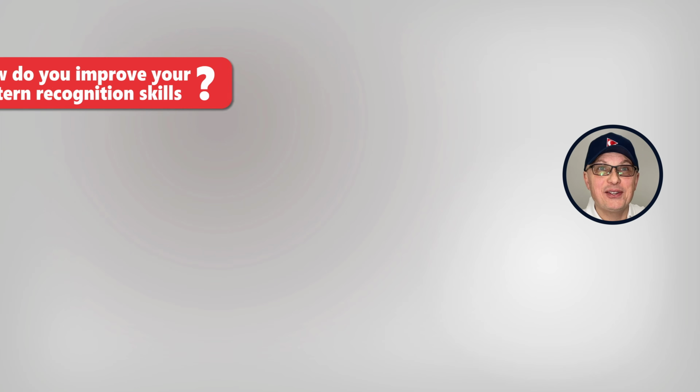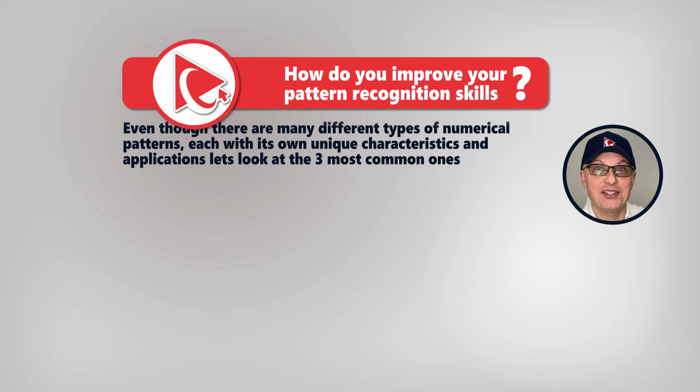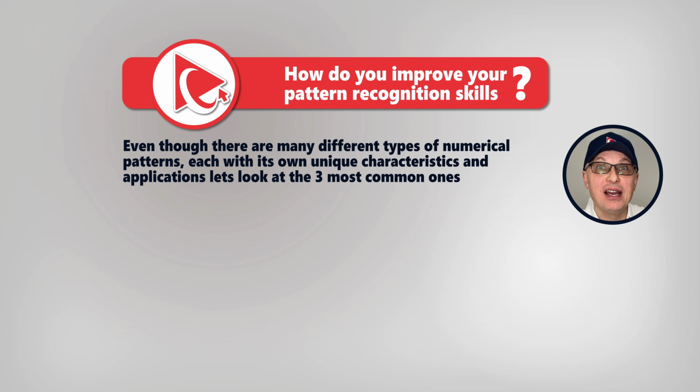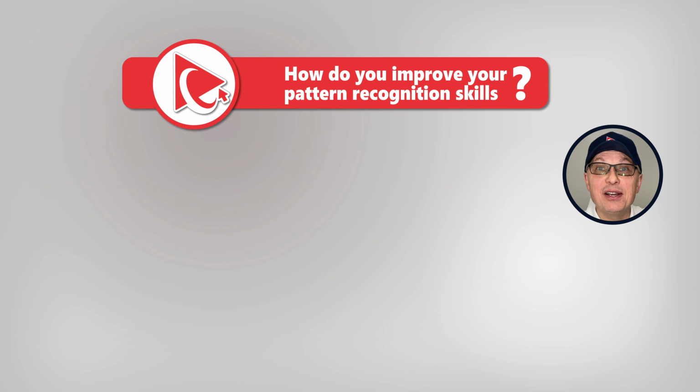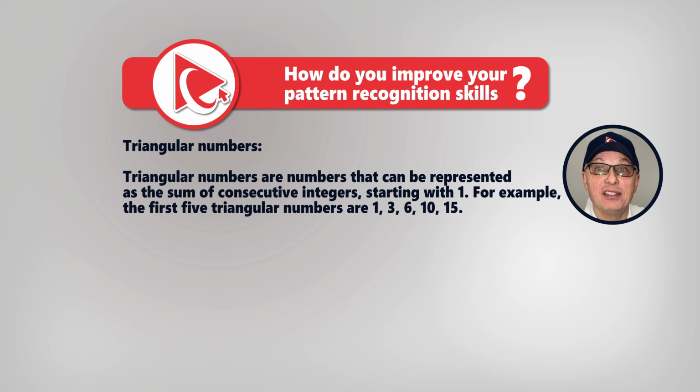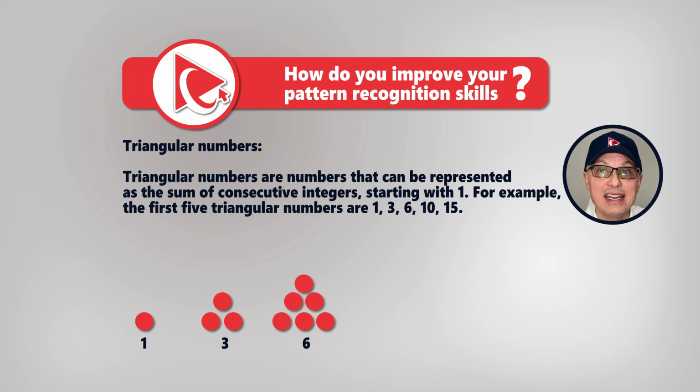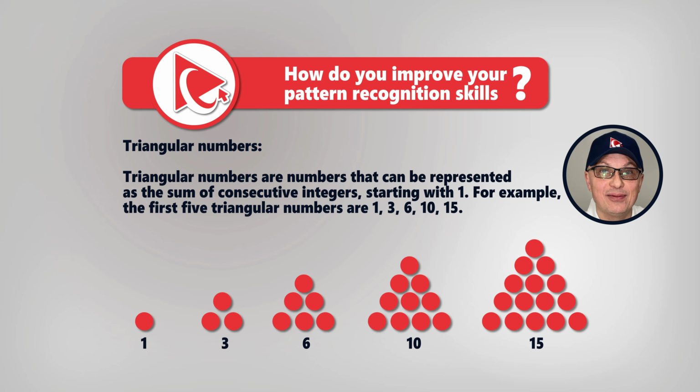I get a lot of questions on how to improve your pattern recognition skills. Let me share with you three common patterns we frequently see on the test. Let's start with triangular numbers. Triangular numbers are the numbers that can be represented as a sum of consecutive integers starting with 1. For example, the first 5 triangular numbers would be 1, 3, 6, 10, and 15.